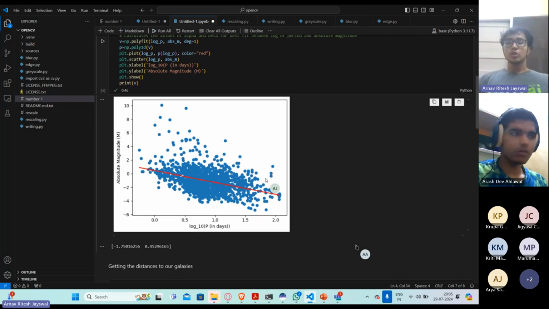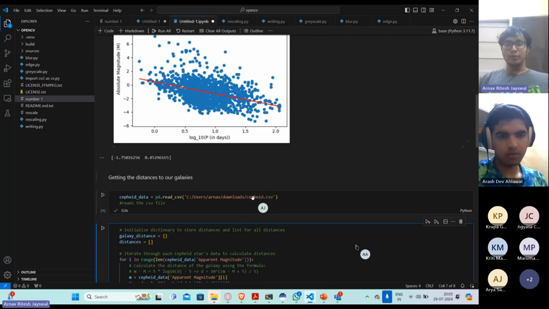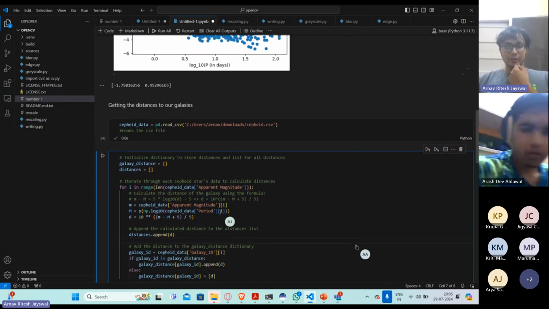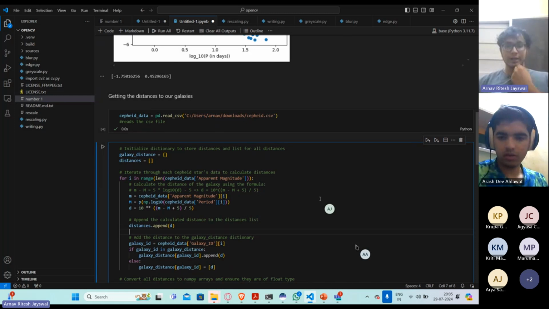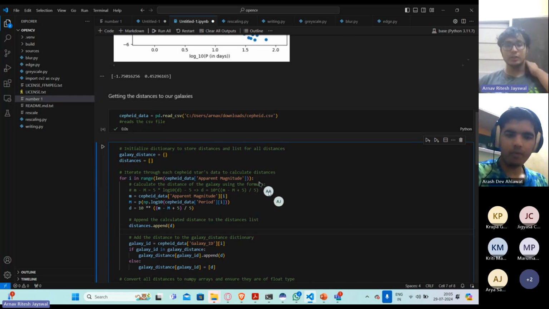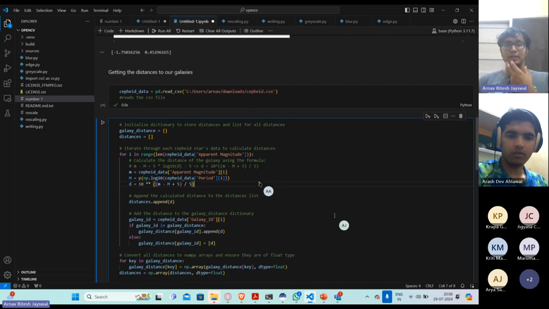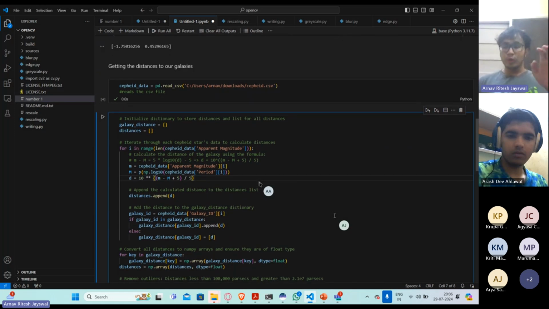So now that we have gotten alpha and beta, let's also run through the code of finding the actual data. Again, this is one more CSV file of the Cepheids of the galaxy distances. I've run a loop for i in the length of the Cepheid data, and this calculates the distance of the galaxy using the formula which we discussed before, rearranged to get the distance, which is 10 raised to (m minus M plus 5) by 5. Then after you find the distance, you append the calculated distance to the distances list.